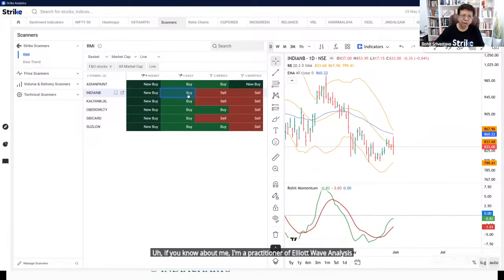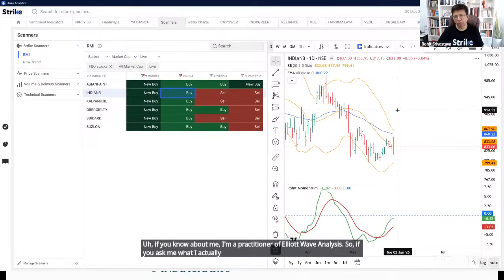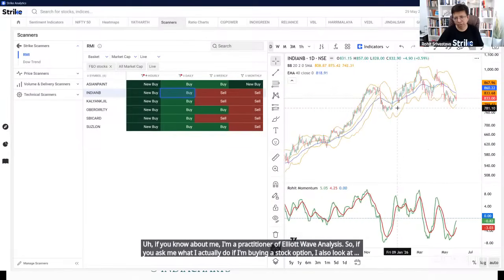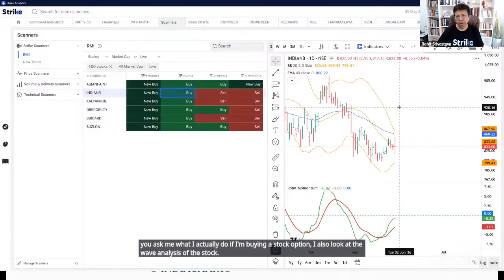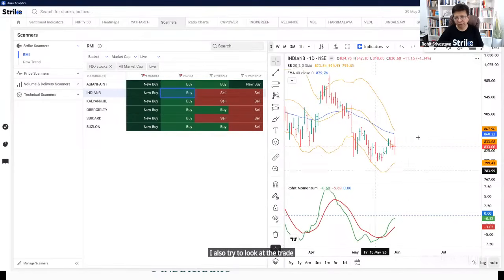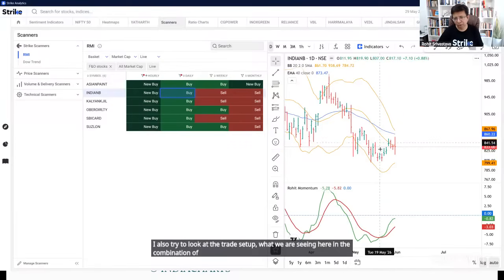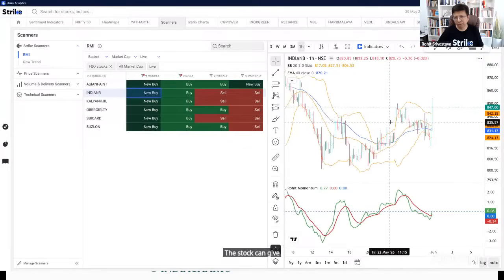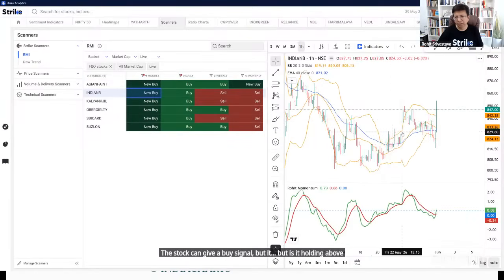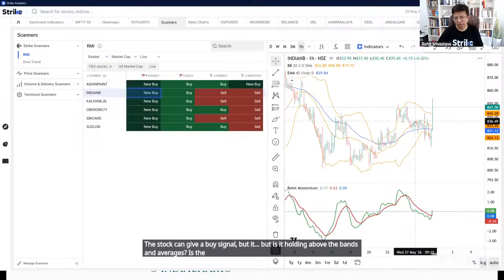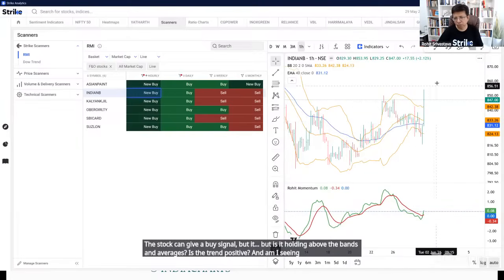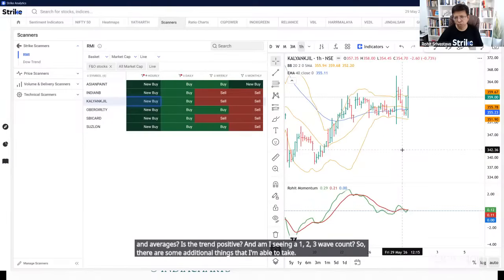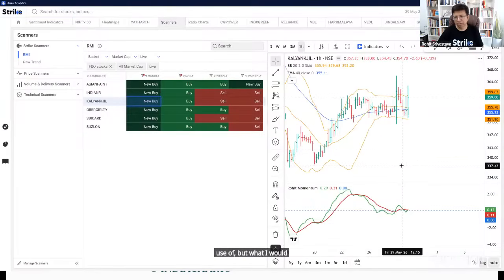So if you ask me what I actually do if I'm buying a stock option, I also look at the wave analysis of the stock. I also try to look at the trade setup. What we are seeing here in the combination of Bollinger Bands and averages, the stock can give a buy signal, but is it holding above the bands and averages? Is the trend positive? And am I seeing a 1, 2, 3 wave count? So there are some additional things that I'm able to take use of. But what I would look for is, is it holding? Like, is it not breaking the support level?